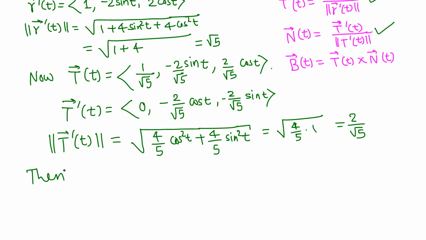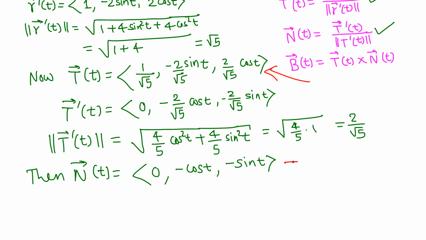Now we divide this vector by its magnitude, then we get the unit normal vector. Then the unit normal vector N(t) is just this vector divided by 2 over root 5. Okay, 0 divided by a number is still 0. When we divide, 2 over root 5 cancels, so negative cosine t, comma, when we divide, this gives negative sine t. Okay, and finally the binormal vector is just the cross product of the unit tangent vector, which is here, and the unit normal vector, which is here. Let's find the cross product.